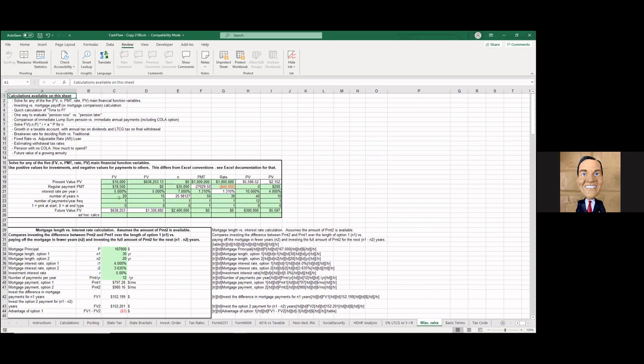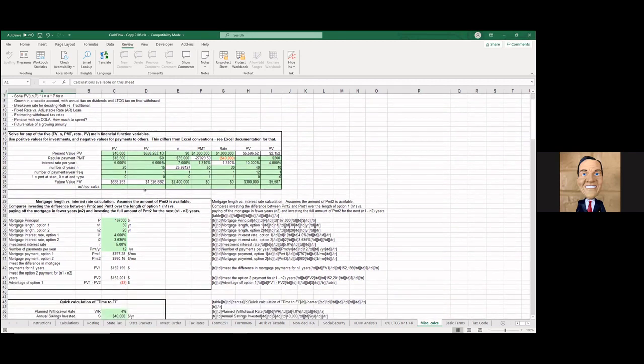So the first section here, you've got the five main financial functions: future value, number of years, monthly payment, interest rate calculation, present value calculation. So the idea here is you put in all the things in green and it will then calculate the cell that's in white. So just a quick widget for that.